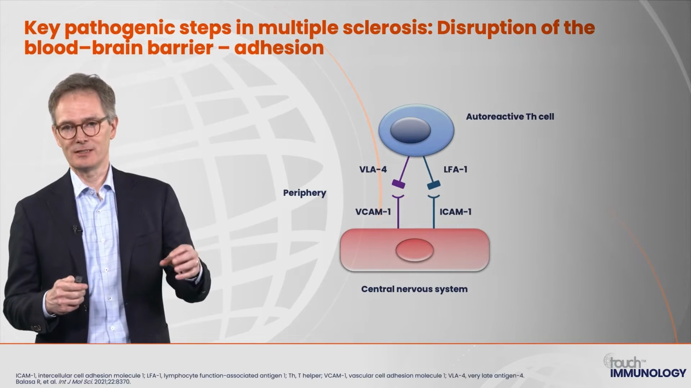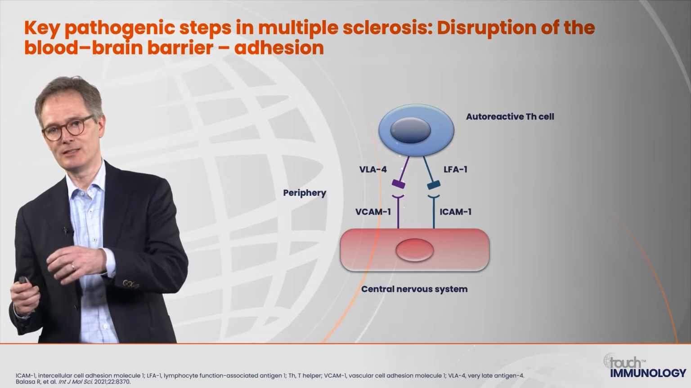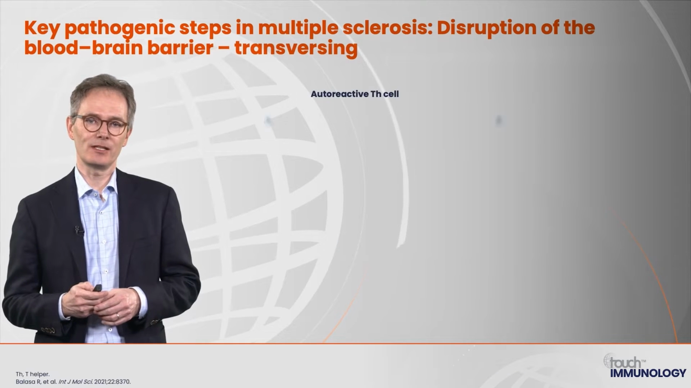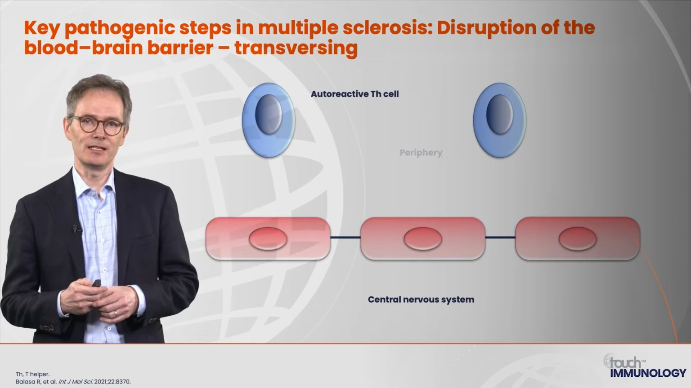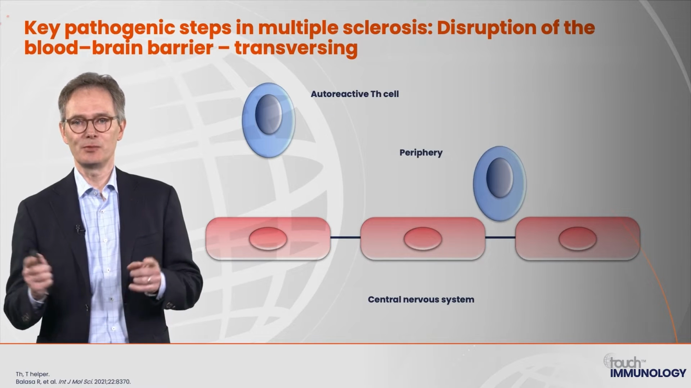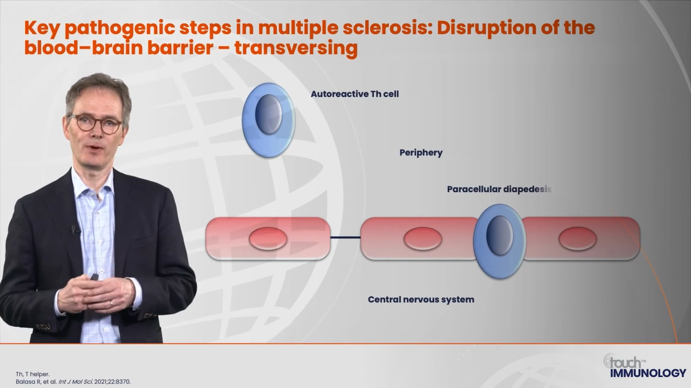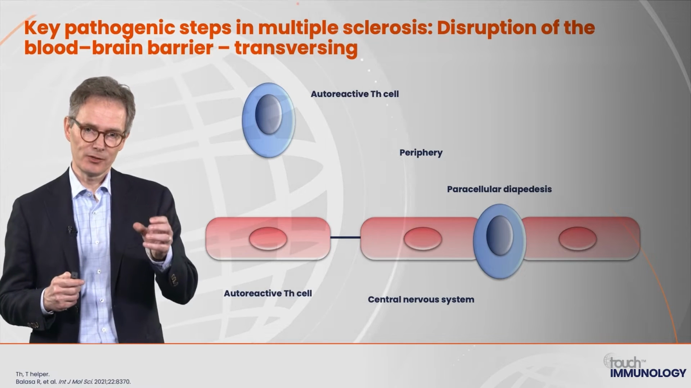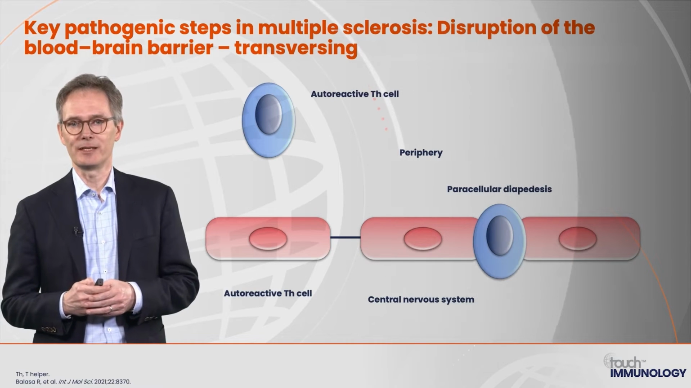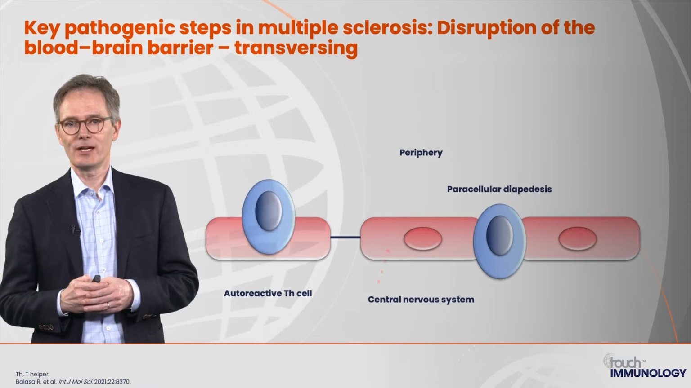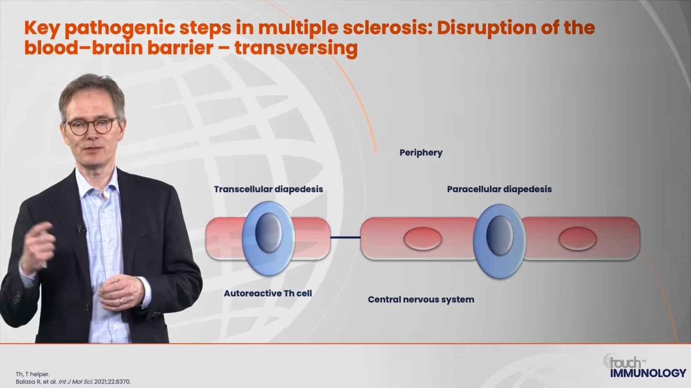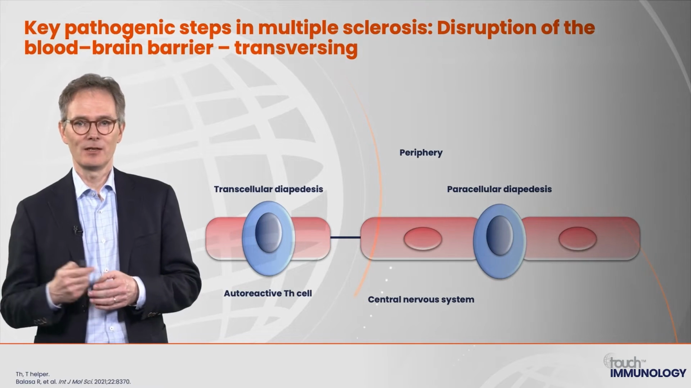So after tethering, rolling, and adhering, they finally can migrate through the endothelium. And interestingly, they can not only migrate between cells, so in a paracellular way, but also directly through endothelial cells into the brain. And then they are located in perivascular cuffs where they need reactivation, which I'll show you later on.